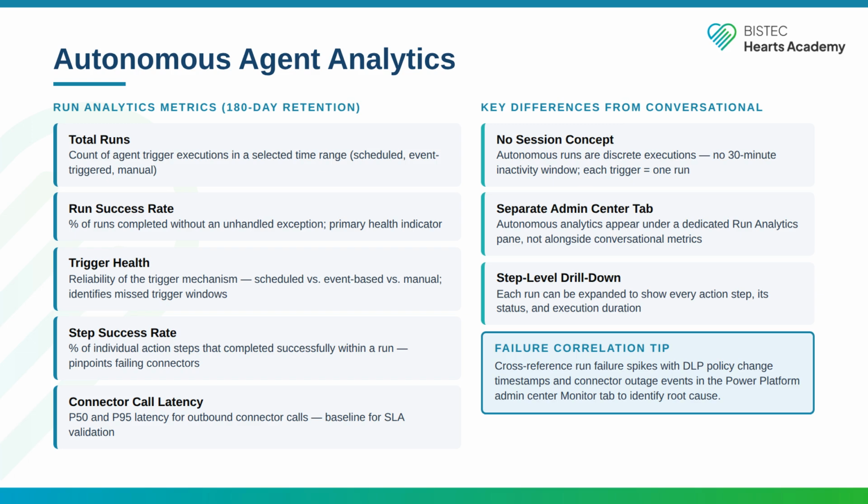When run failure spikes occur, the fastest root cause path is to cross-reference with DLP policy change timestamps in the Admin Center Monitor tab. A DLP policy change that blocks a connector causes downstream run failures with authorization errors that can look like connector outages. If DLP changes do not explain the spike, check the Power Platform Service Health page for connector outage events.